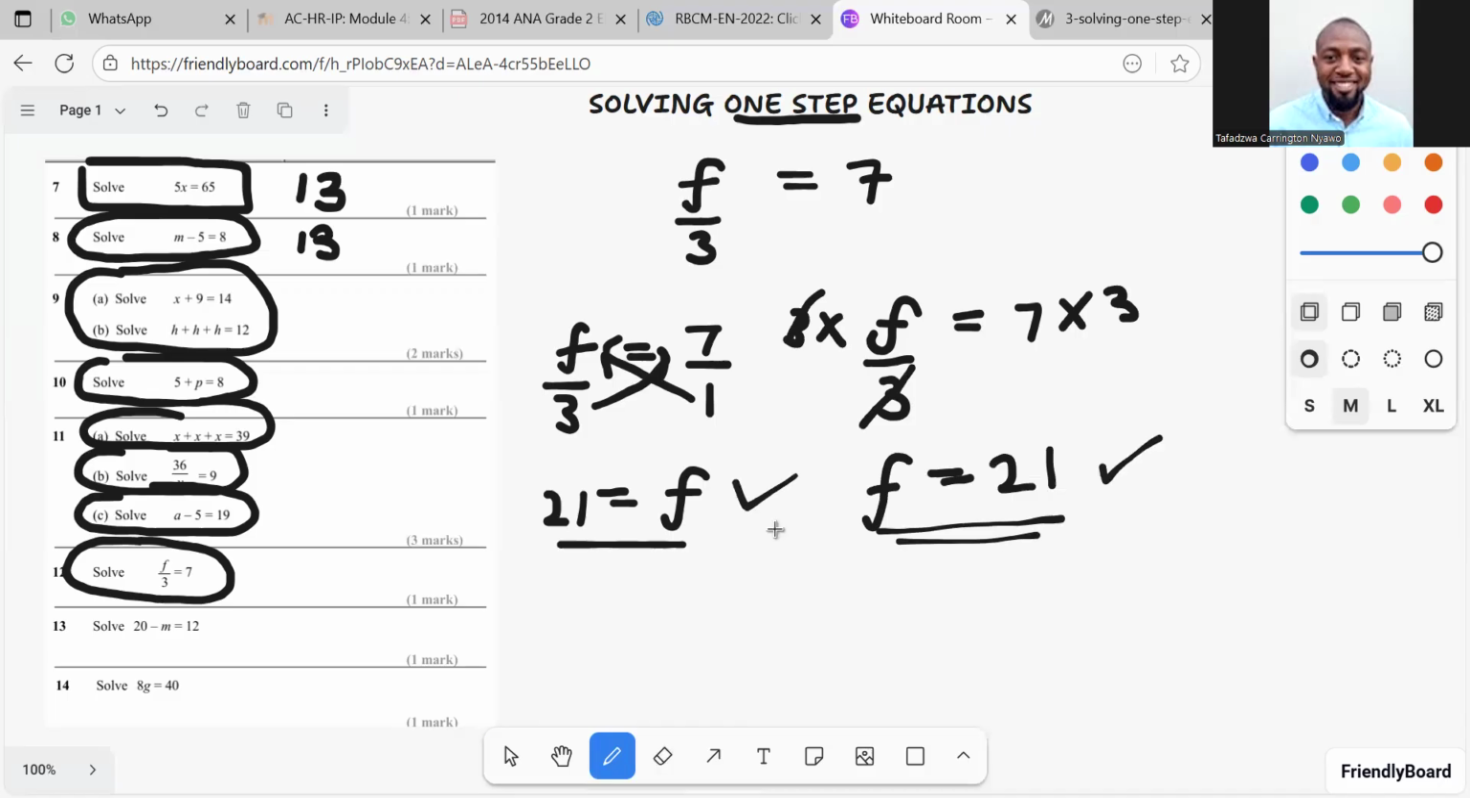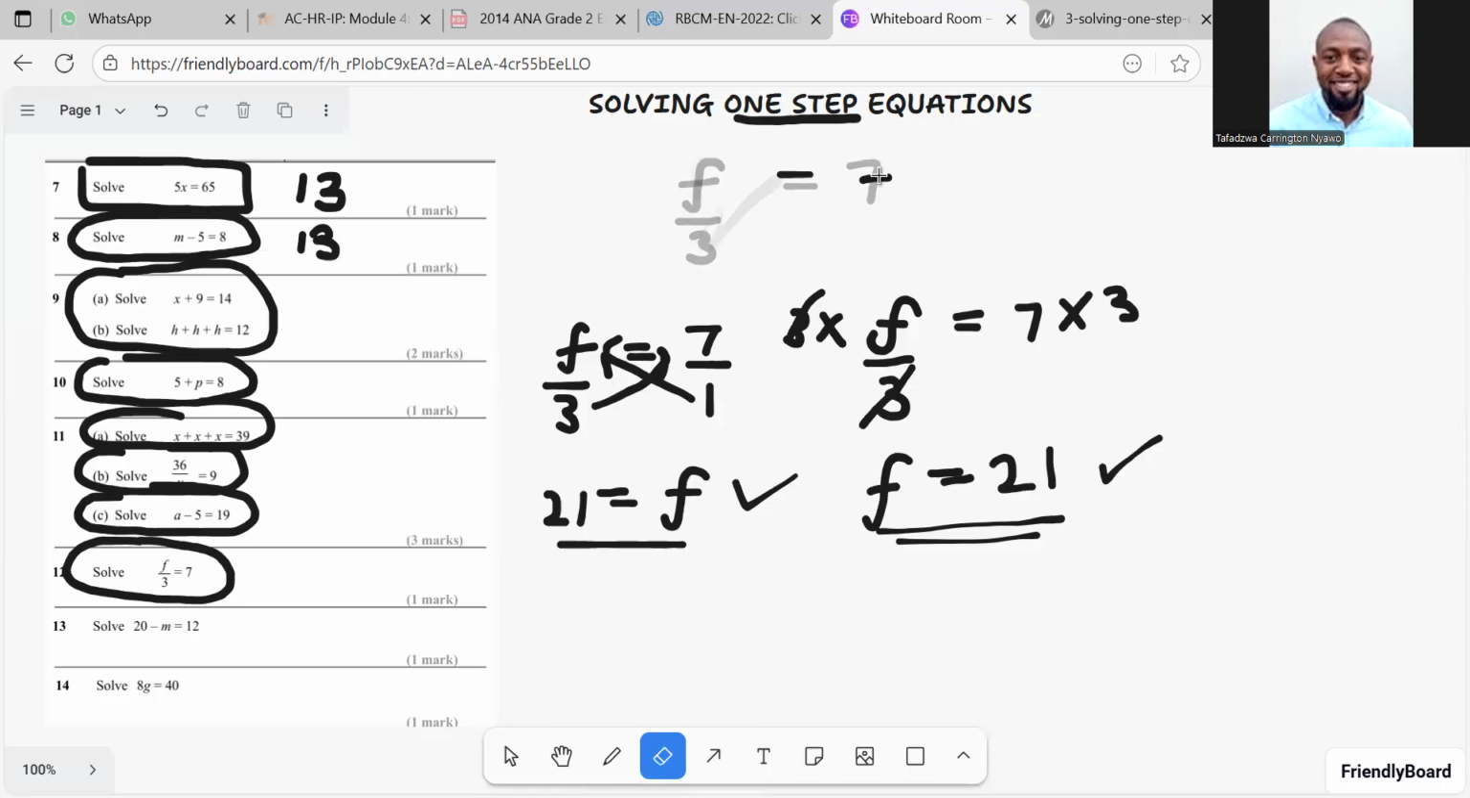So tell me what you think about the two methods and which one you would prefer the most. I prefer to use both methods. Use one method to solve, then use the other method to just cross-check if my answer is right.